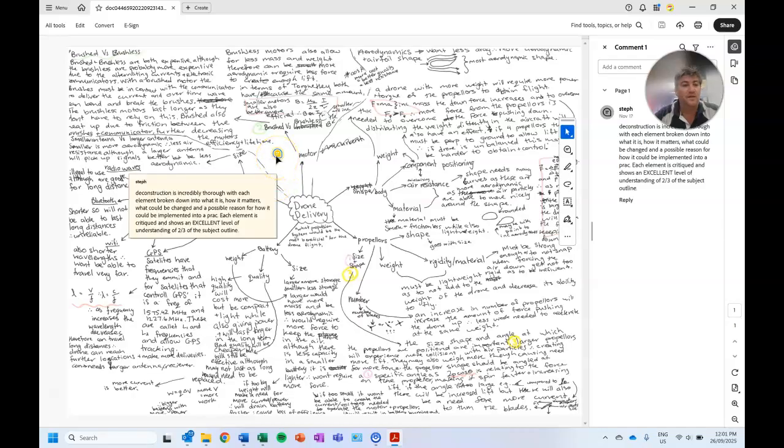I can't remember what I've done there. Oh, there we go. Deconstruct is incredibly thorough, with each element broken down into what it is, how it matters, what could be changed, and a possible reason for how it could be implemented into a prac. Each element is critiqued and shows an excellent level of understanding of 2/3 of the subject outline. And it's pretty obvious that it does. So there's a lot of equations here. There's a lot of the subject outline just in this one document.